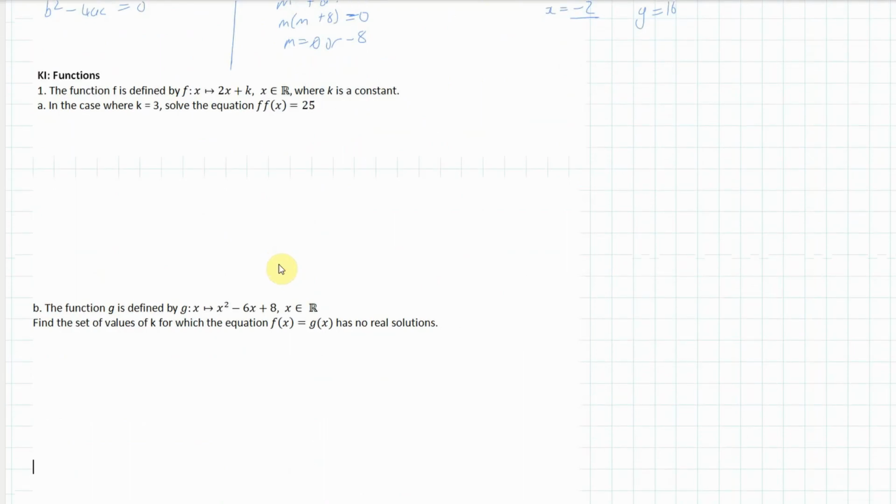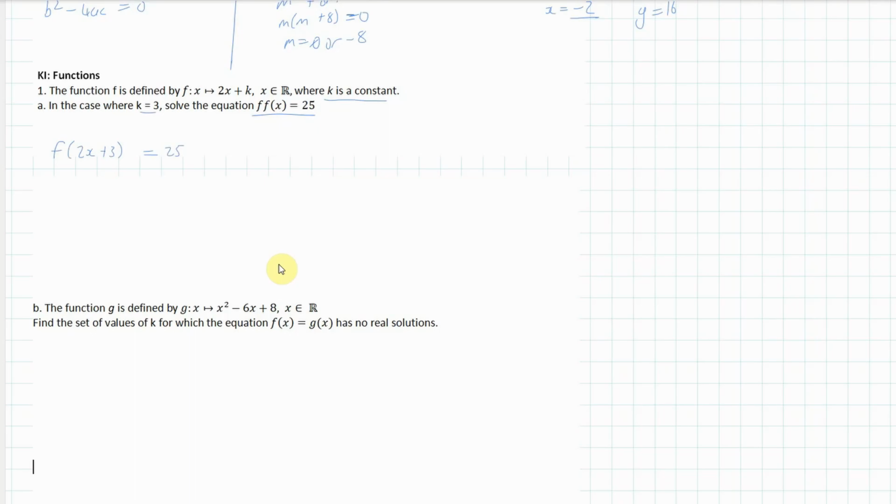So the functions question here, we've got a function f defined by 2x plus k, where the domain is x a member of the set of real numbers. k is a constant, and we know that k equals 3, and we've got to solve this equation here. So we're basically putting 2x plus 3 into the function again, and that should be equal to 25.